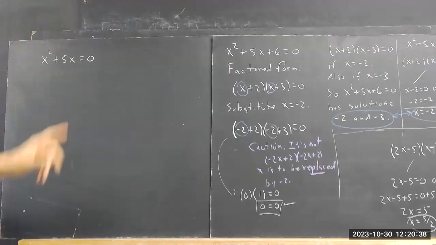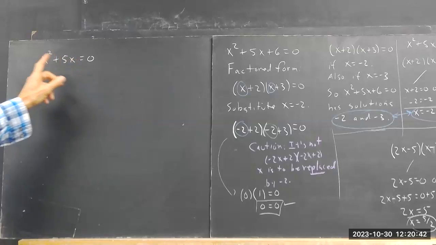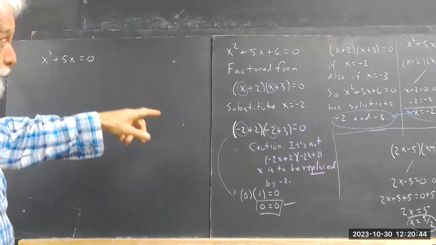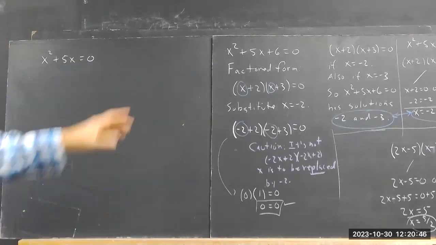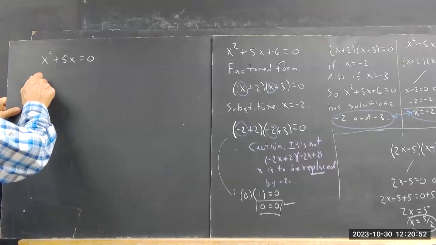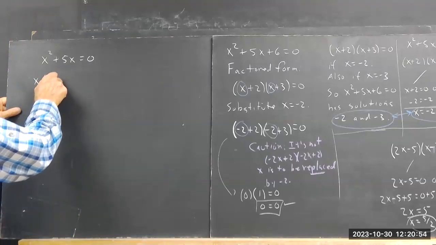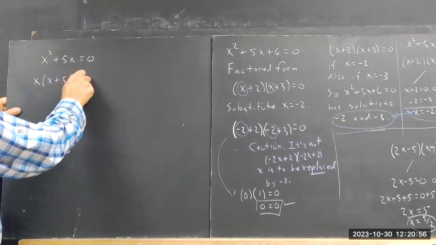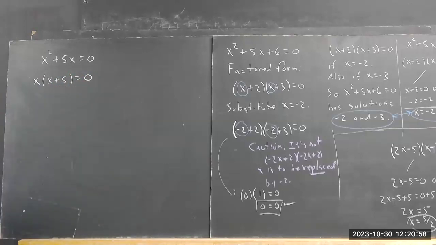x squared plus 5x equals 0. There's no number on the end. Because x squared plus 5x plus 6 equals 0, well, it'll be a lot like that one. If there's no plus 6, there's no anything. What we have to do in a case like this is fairly simple. We just write this as x times x plus 5 equals 0. Because of course, if we multiply x by x, we get x squared. Multiply x by 5, we get 5x.